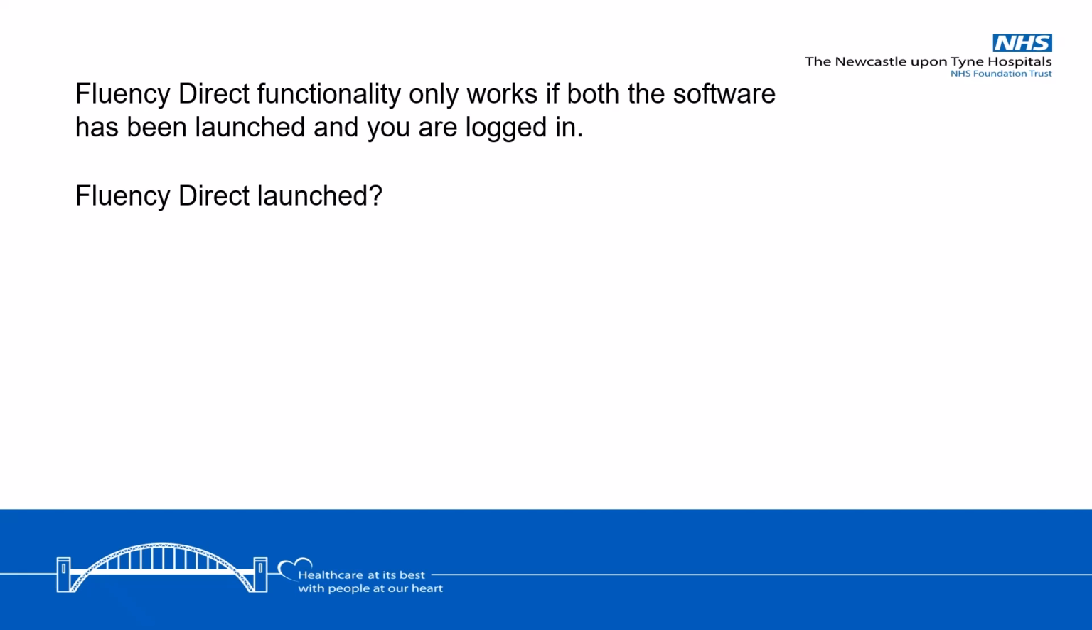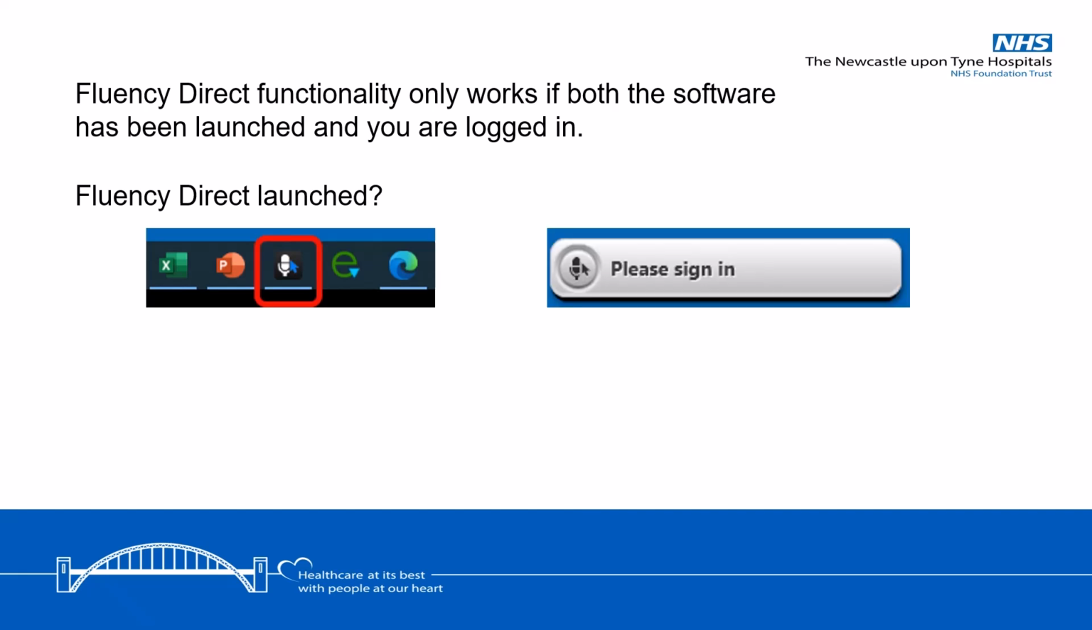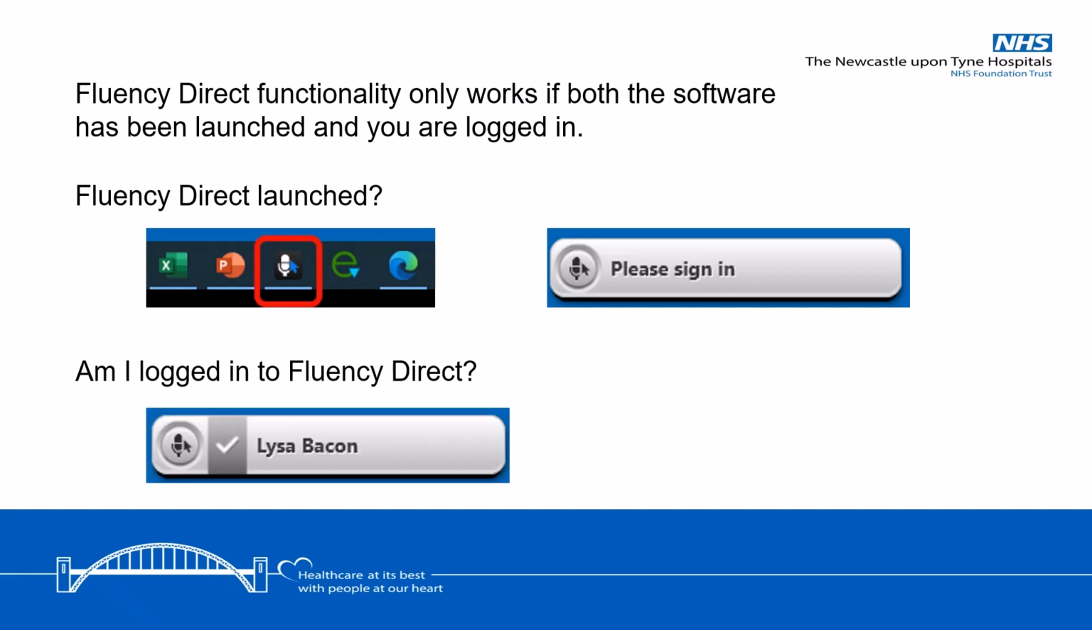The presence of the Fluency Direct icon with a blue line underneath it in the Windows taskbar found at the bottom of the screen indicates Fluency Direct has been launched. Also, the Fluency Direct pill will appear on your screen. Now, if you have an active account, it should automatically recognize based on your Windows login and populate with your name. This indicates you're logged in.